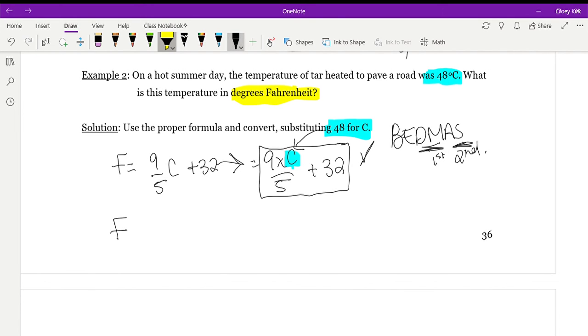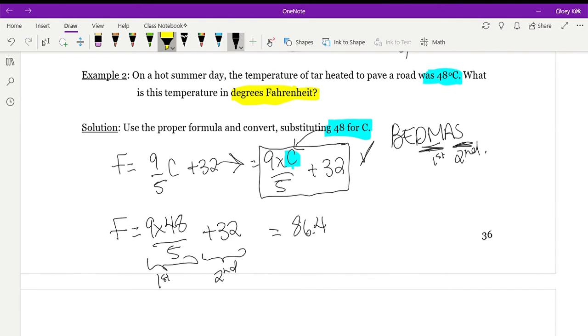Okay, so this right here is where we're going to be putting our degrees Celsius. So Fahrenheit: 9 times 48 divided by 5 plus 32. So this is what we're doing first, right? Per BEDMAS, we do this first, and then we add the 32 second. So 9 times 48 divided by 5 is going to give us 86.4, and that's going to be plus 32. So our degrees Fahrenheit are going to be equal to 118.4 degrees. Okay, and this is the correct answer.